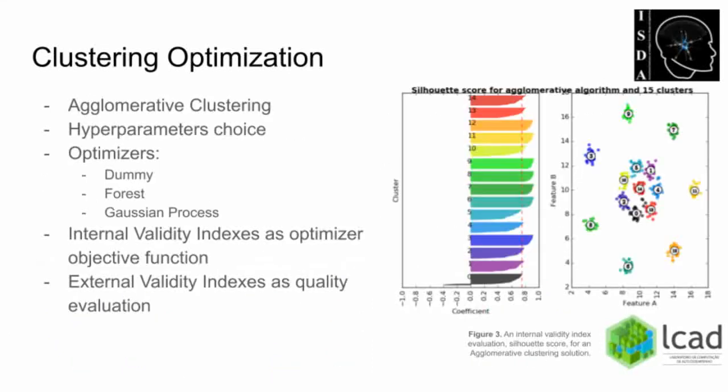The experiments observe the agglomerative clustering, empowering its potential by tuning the hyperparameters. The clustering test reduction is analyzed according to the influence of 3 optimizers: dummy, a simple random uniform sampling method; forest, a decision tree sequential optimizer; and Gaussian process, using a Bayesian optimization according to the normal distribution. The clustering entities are observed within the objective function as an internal indexes optimization. The external indexes indicate the results quality.